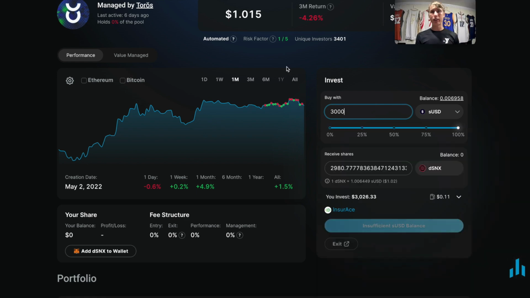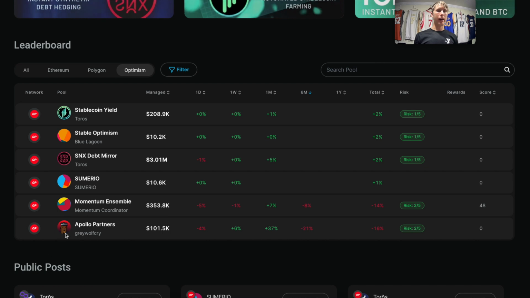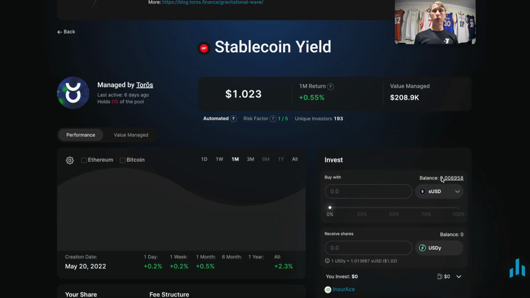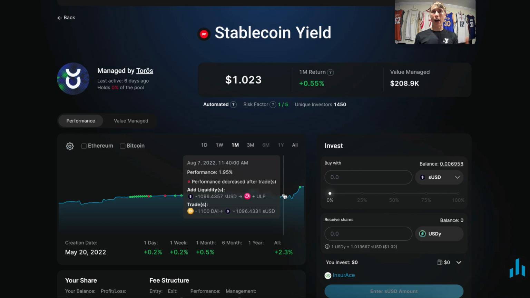So dSNX is not the only strategy on the dHEDGE platform. There are multiple different vaults you guys can jump into. On Optimism, there are a couple of them. As you can see here, there's 6 different ones. So if you want to select a different one, all you do is hit view, and then you go ahead and deposit the amount you want to deposit, and it will give you that token, and it will track and follow the portfolio that is allocated to this one.